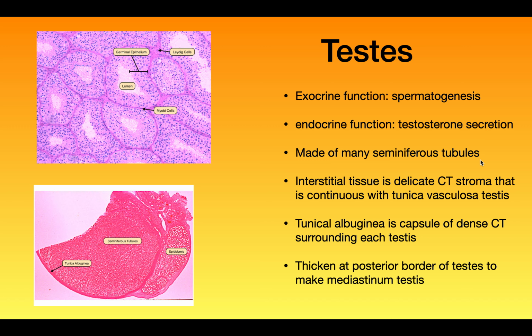So the testis itself is made out of many, many seminiferous tubules, and all of that is going to be contained and supported by a connective tissue stroma. And then the stroma is going to be continuous with the tunica vasculosa testis. So there are going to be the vessels associated with it. And then on the outside is the tunica albuginea, which is the capsule of dense connective tissue, and it surrounds each testis. And it is going to be thicker towards the back, and that makes the mediastinum testis.